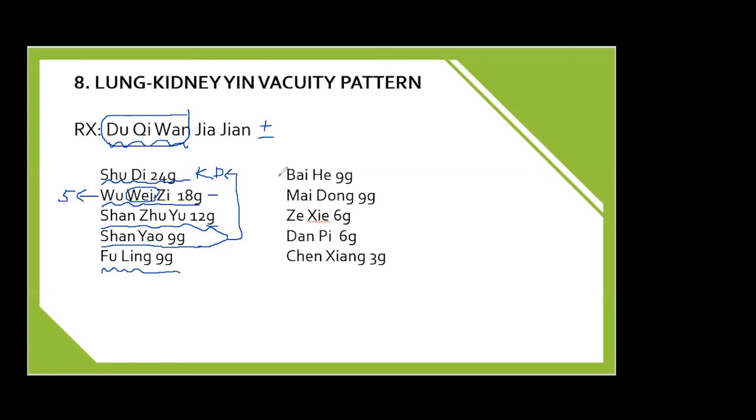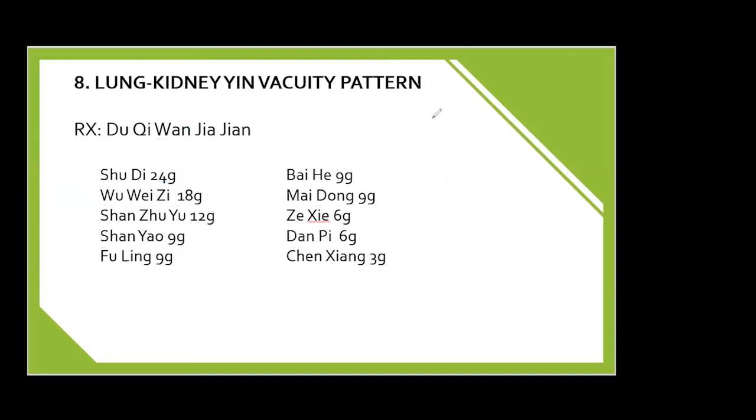Then we need some yin tonifying herbs, so Bai He and Mai Dong tonify yin. Ze Xie with Fu Ling promotes urination. Dan Pi, like Mu Dan Pi, clears some heat coming from yin deficiency. Chen Xiang is the qi herb. So that's for the lung and kidney yin deficiency part.